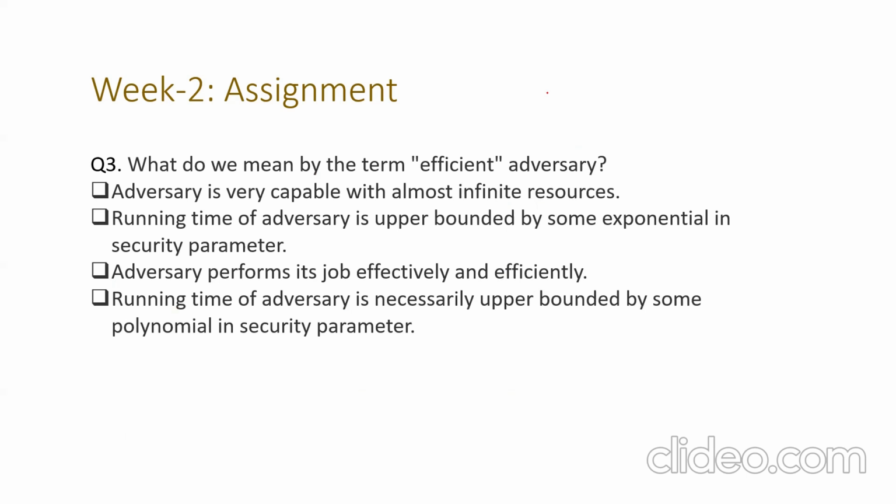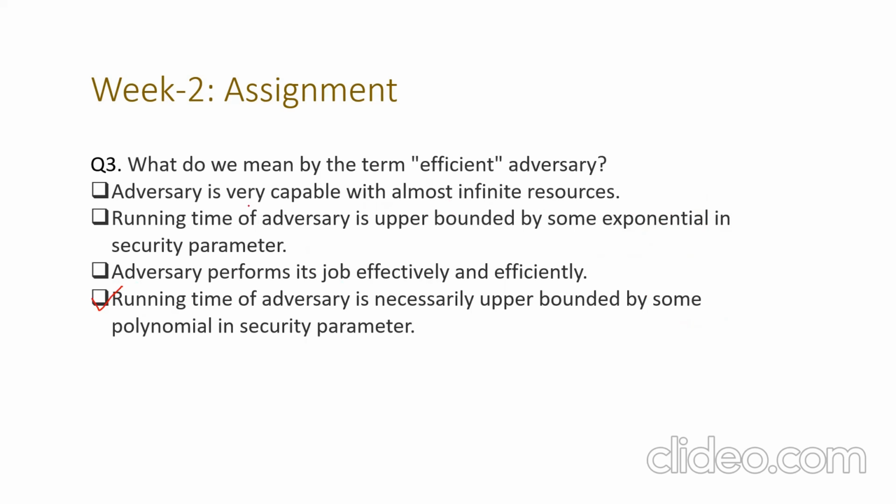The answer comes as the fourth option. It says the running time of the adversary is necessarily upper bounded by some polynomial in the security parameter. If this is true, that's when we say it is efficient. So efficient means in a reasonable amount of time, the adversary should attack the system. If it were unbounded, then exponential running time would have been allowed, but that's not the case. For an efficient adversary, its running time should be upper bounded by some polynomial.